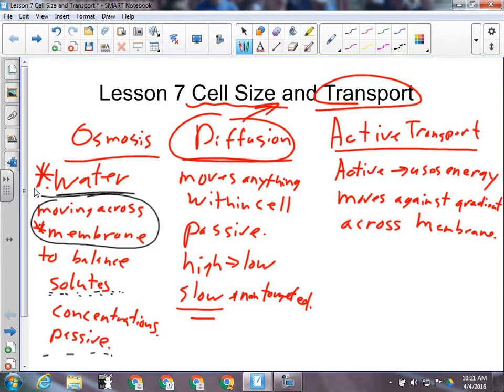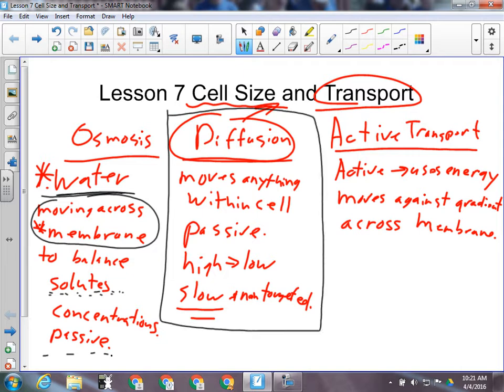The other one that we said was really important is diffusion, and that is because diffusion moves anything, and it moves it within the cell. In fact, it is the only way material is transported within the cell. What's the fluid that it transports through? Cytoplasm, right? Diffusion occurs through the cytoplasm. That's the fluid that fills up the cell and facilitates diffusion.